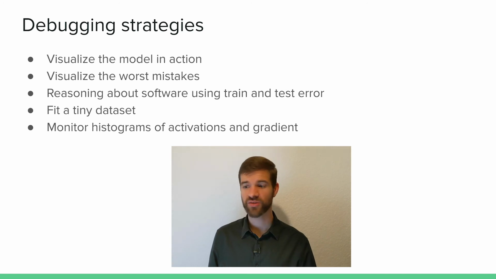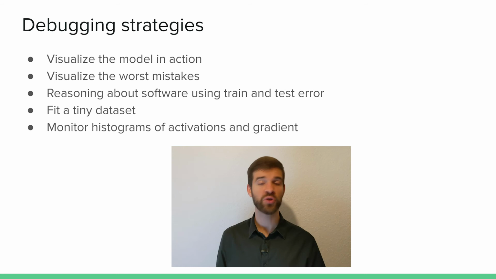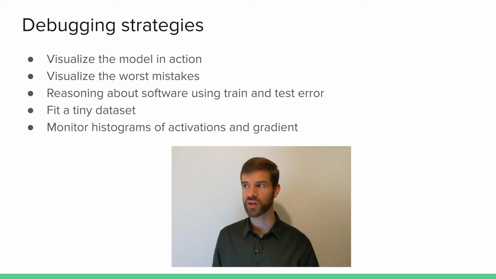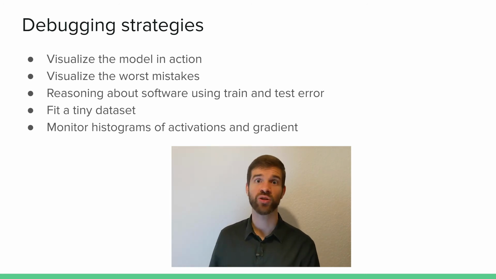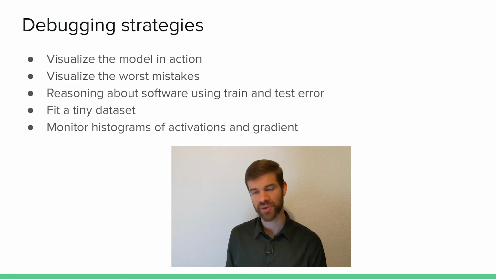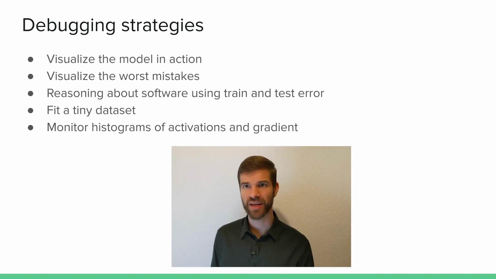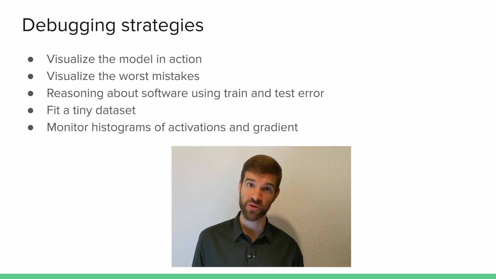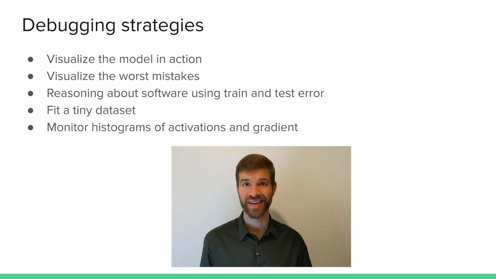A few more debugging strategies, which I've just shown you. Visualize the model in action. Try to see what the actual output of the model will be, whether it makes sense, and how good it actually feels. It's a bit of a gut feeling, but maybe your gut feeling tells you that the metric that you're relying on is inappropriate.